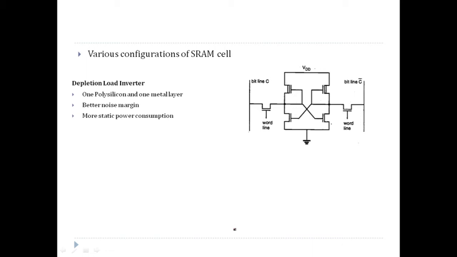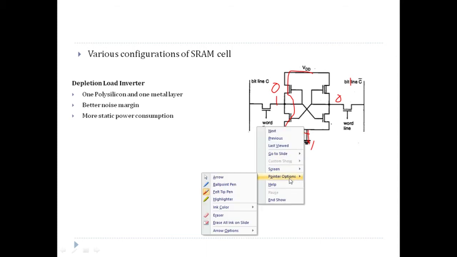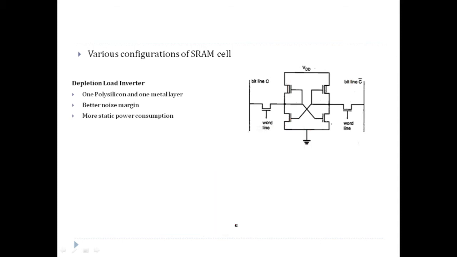But it has certain limitations, and one of the limitations is static power consumption. Because the loads are depletion mode NMOS, they are always on, and we know that whether we are storing 1 or 0, there is always one of the branches through which VDD can be connected to ground, which results in static power consumption. So static power consumption is one of the disadvantages or limitations of this type of configuration.